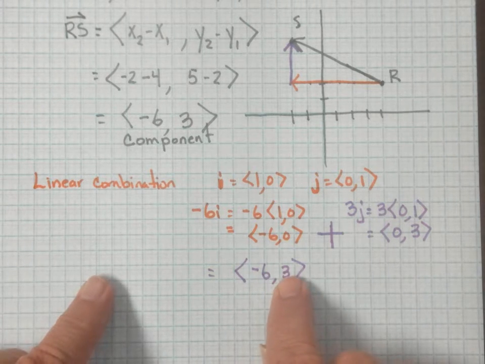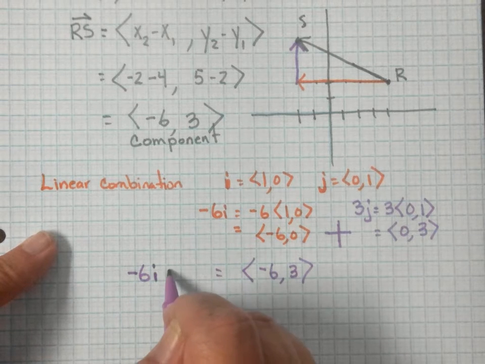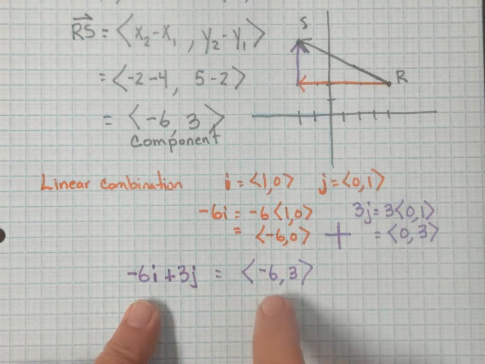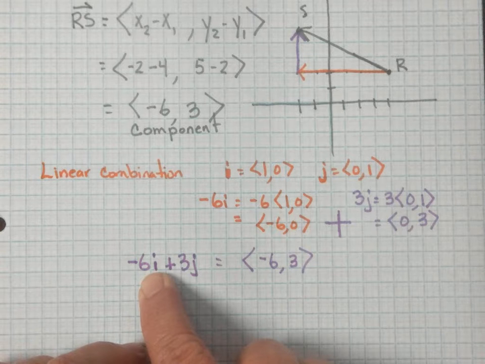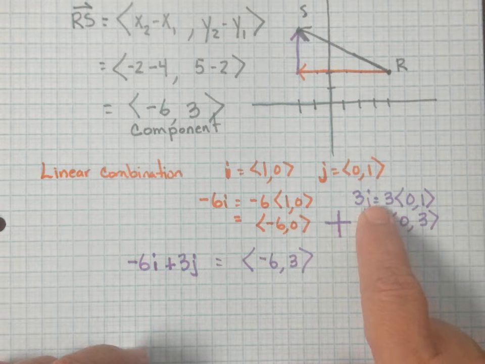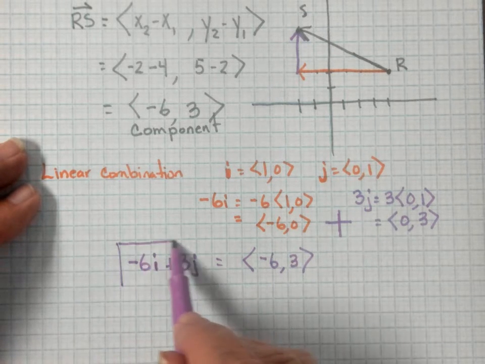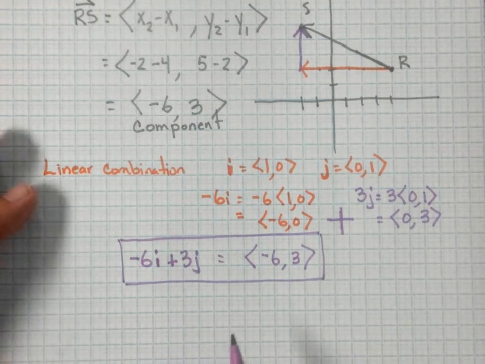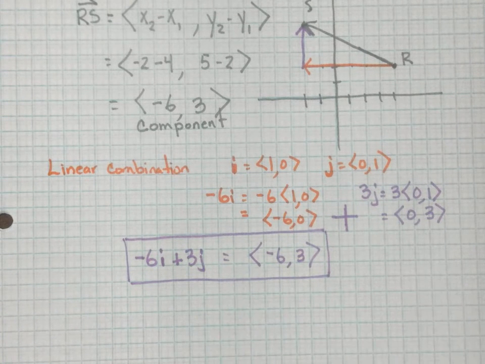So -6, 3 comes from doing -6i plus 3j. So your horizontal component is multiplied by your unit vector, i, and your vertical component is multiplied by your unit vector, j. So it's the same vector, it's just two different ways to write it. Linear combination way, component way.